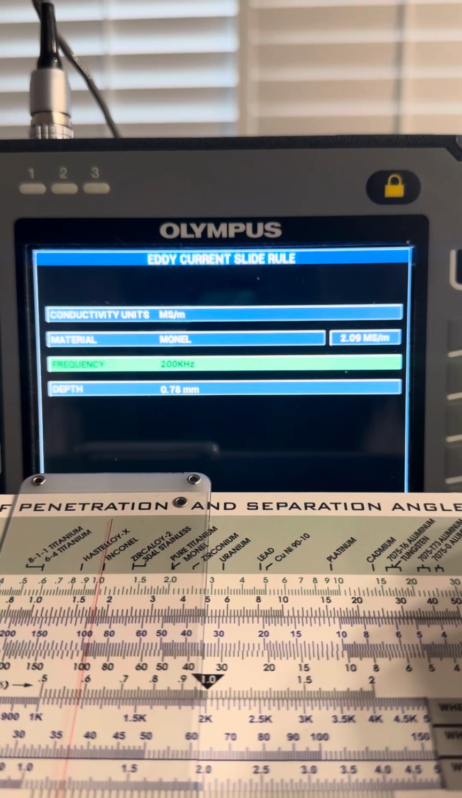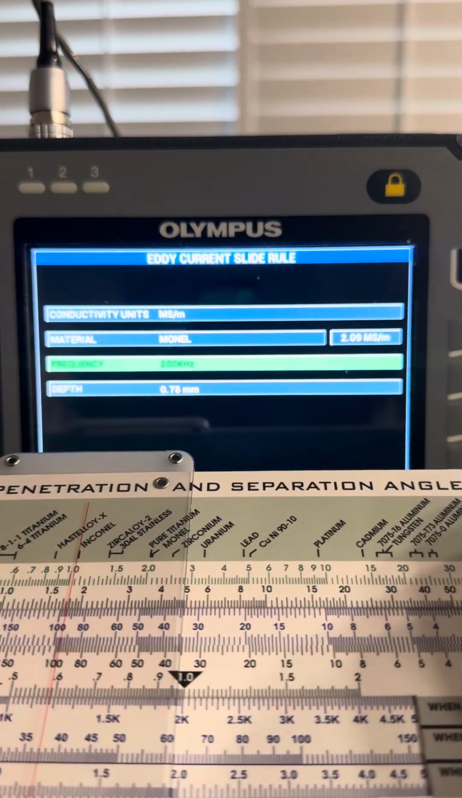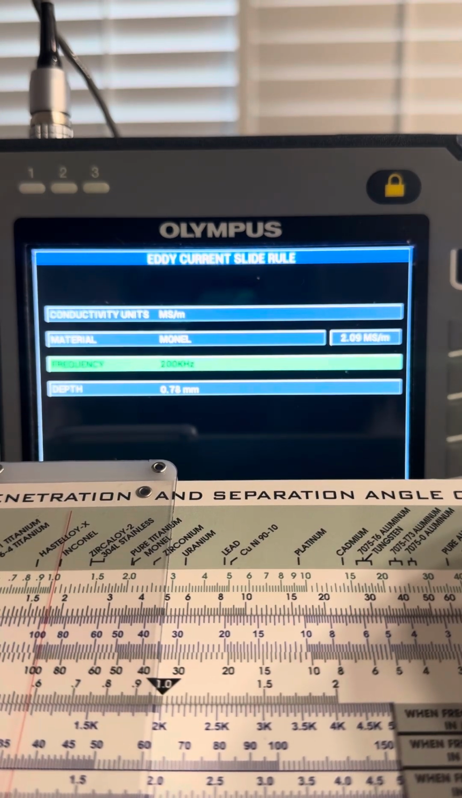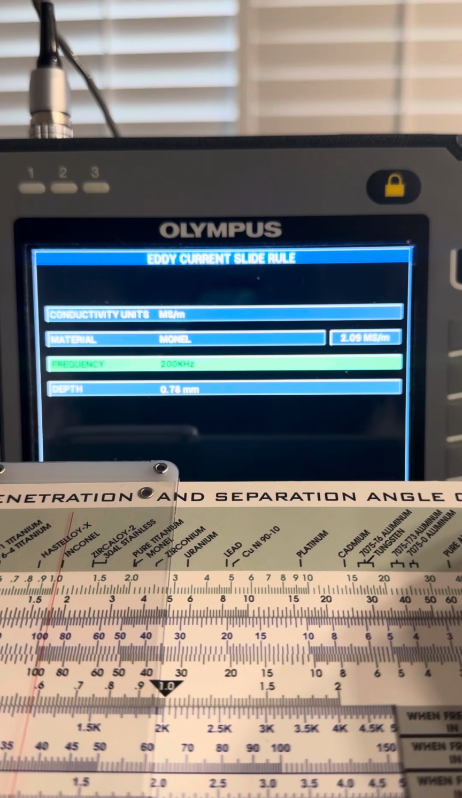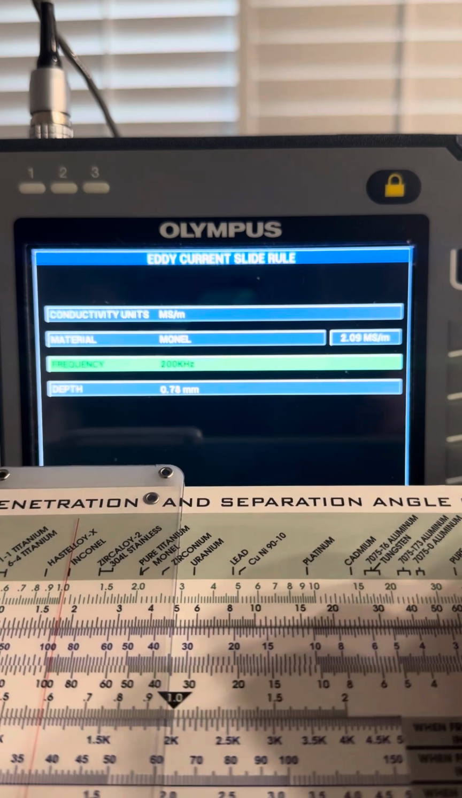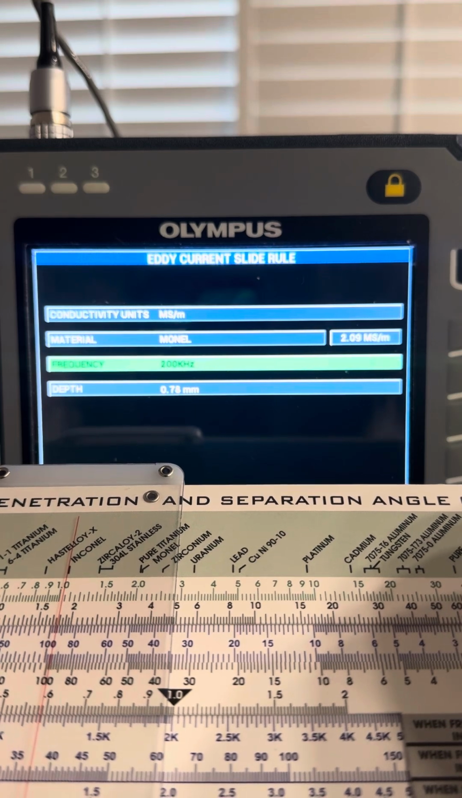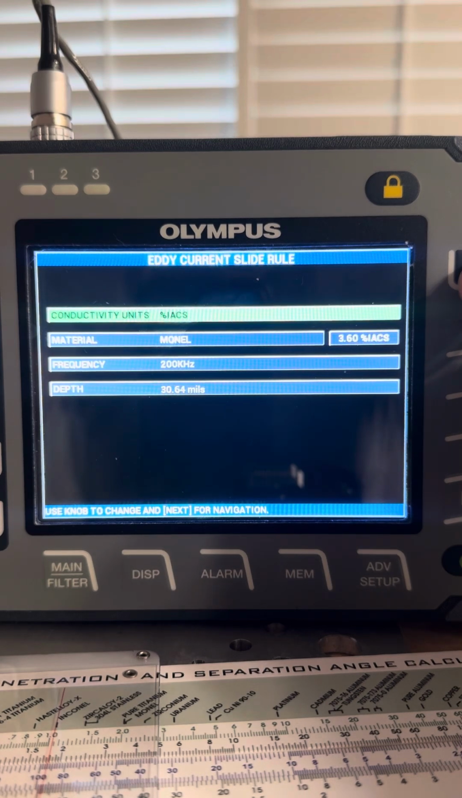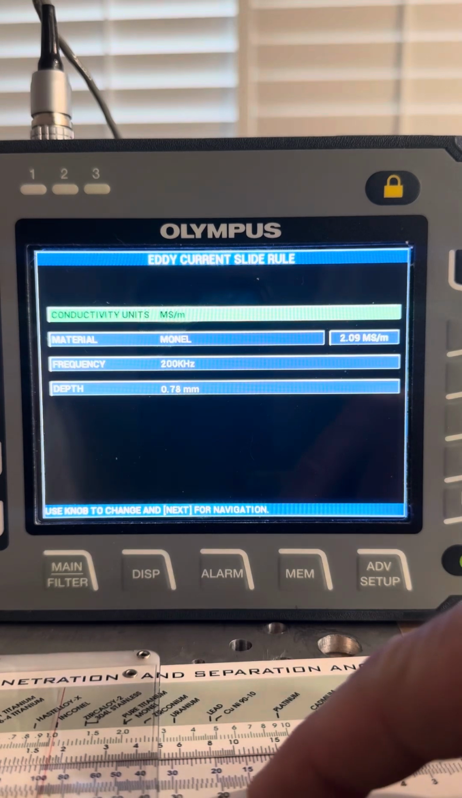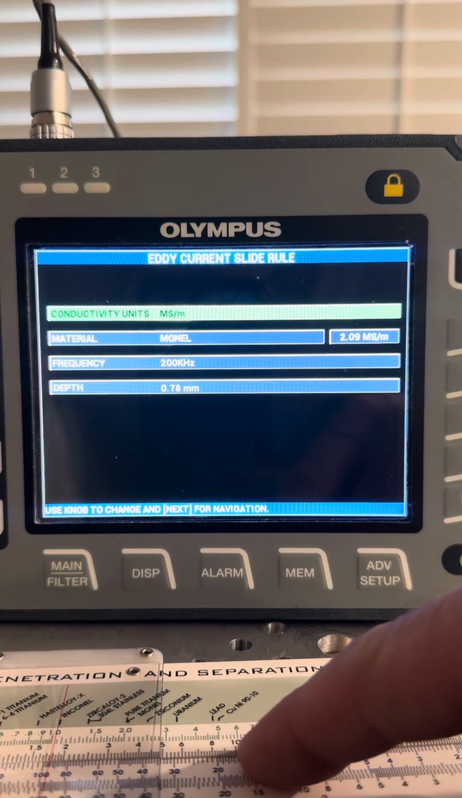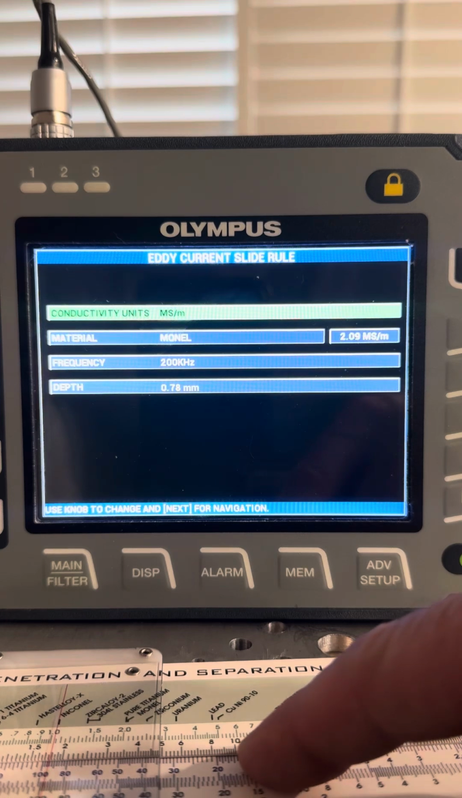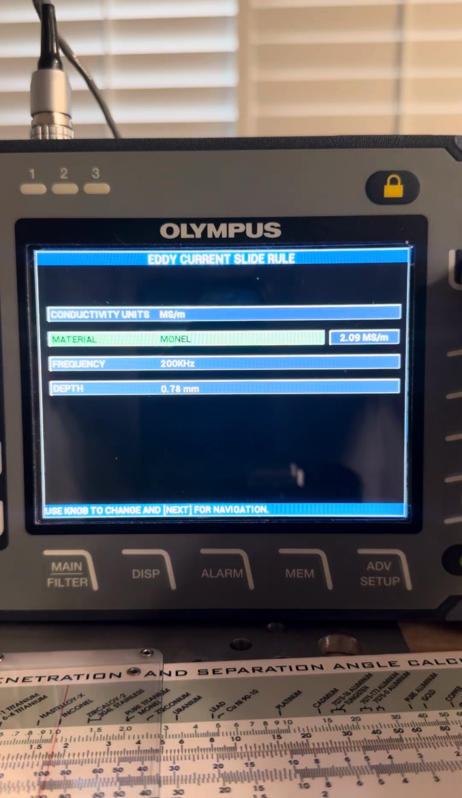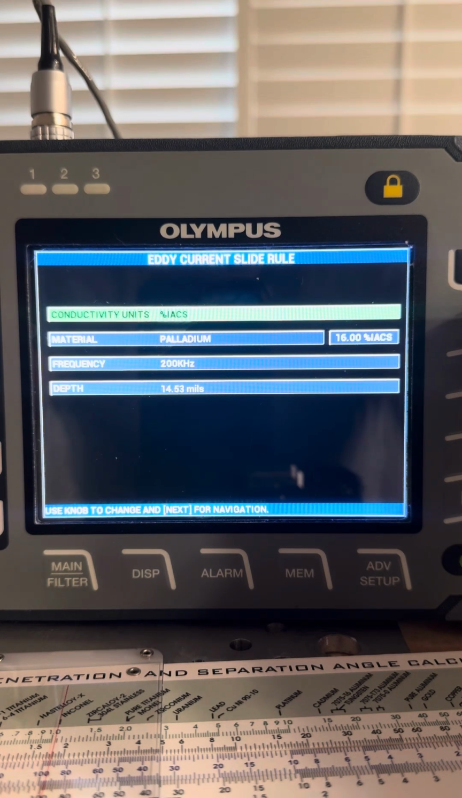The next thing is, if you wanted to check the standard depth of penetration for a material that, for example, was, let's say, 14 micro-ohm centimeters, you can't really do that on here because, number one, it doesn't have micro-ohm centimeters. So 14 micro-ohm centimeters would be the same as about 12 IACS. So watch what happens when we try to dial in 12 IACS. Can't get there. It just skips right past it.